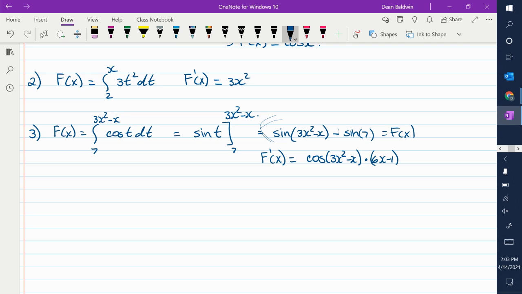Now, sine 7. What's the derivative of that? 0. Why is it 0? Because it's a constant, right? So that's just 0. So this is just my answer.